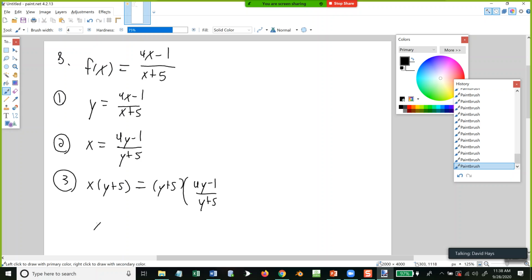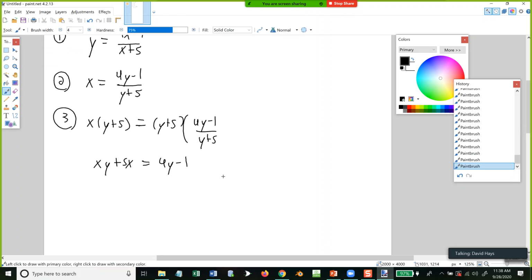So that gives us xy plus 5x equals, and these y plus 5's cancel over here and gives us 4y minus 1. Our third step in solving a formula for a variable is to get everything with the variable we're solving for on one side, everything else on the other side. So I'll take 4y, move it over, and I'll take 5x and move it over. So you got xy minus 4y equals negative 5x minus 1.